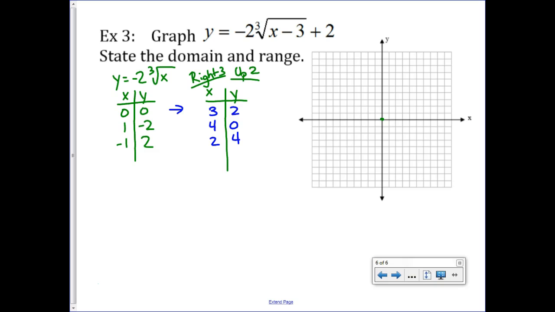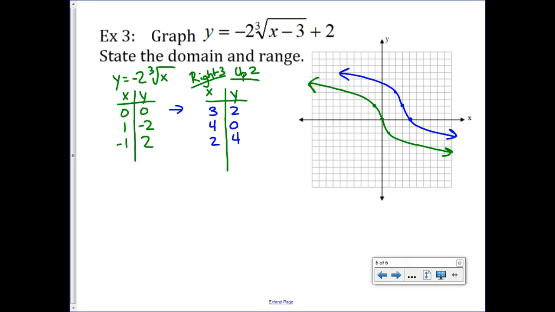Looks like that, and we can plot both of these on the graph. So 0, 0; 1, negative 2; negative 1, positive 2. It's important that you know what these graphs are going to look like so you can picture that, and as long as you can, you don't need a ton of points. So then 3, 2 is that center turning point for me on this translation. Looks like this.